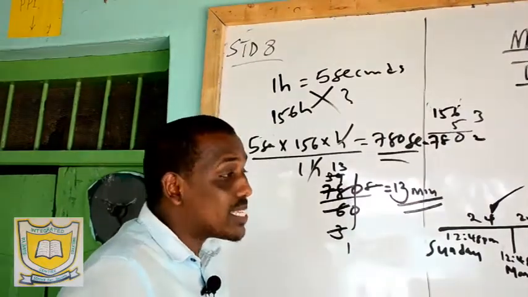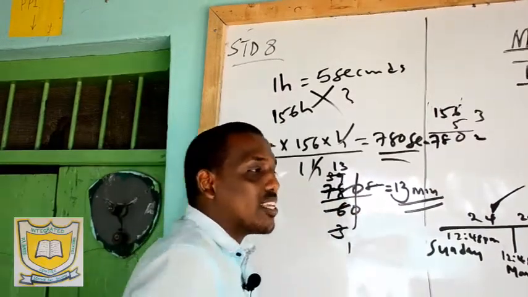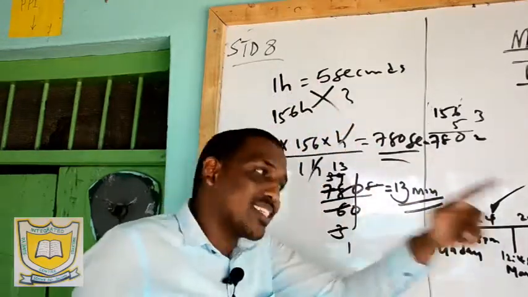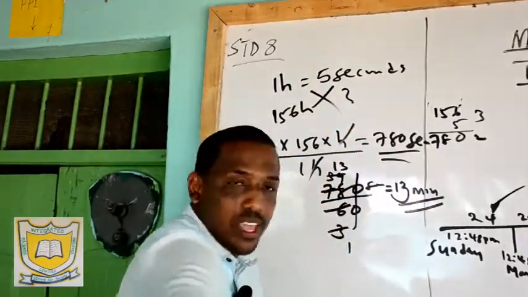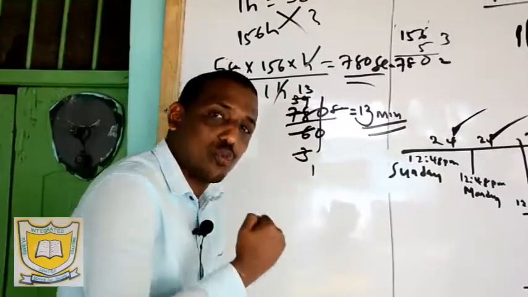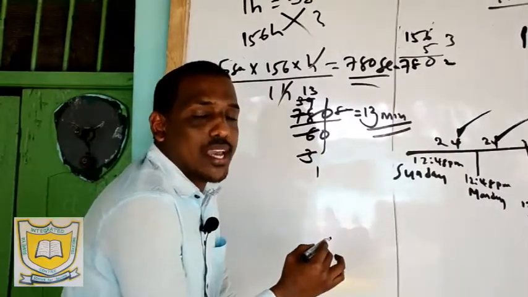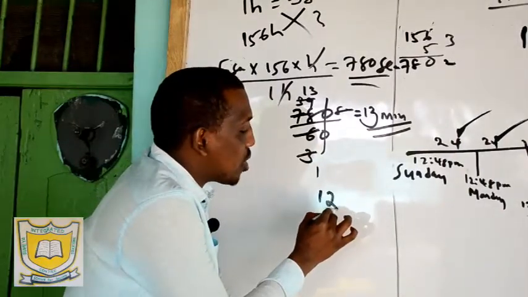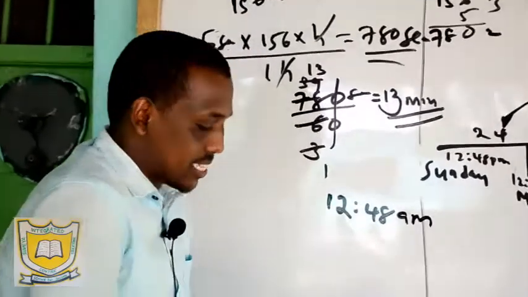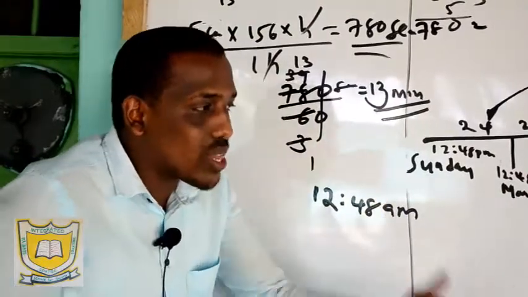This is where the problem is. The time you are using to subtract from these minutes is the last time you are given. They said at what time will it show the following Sunday, such a time. So you will use the last time they mentioned, which is 12:48 a.m. Please take care, the 2 times normally confuse the learners. So we use the last one they are asking.